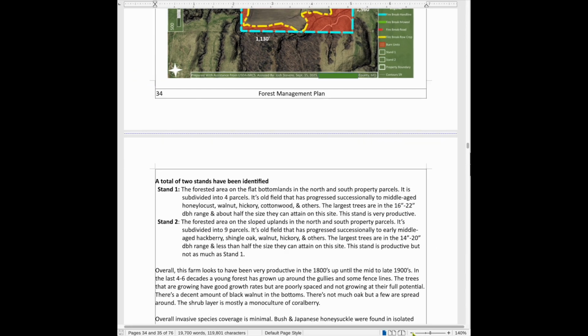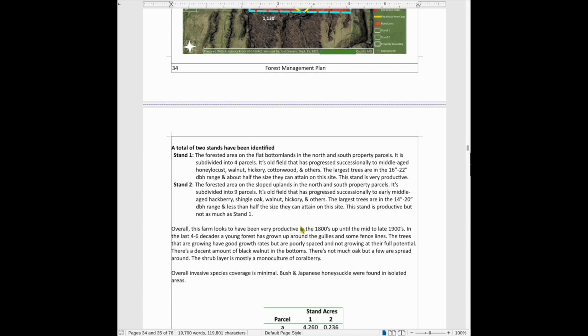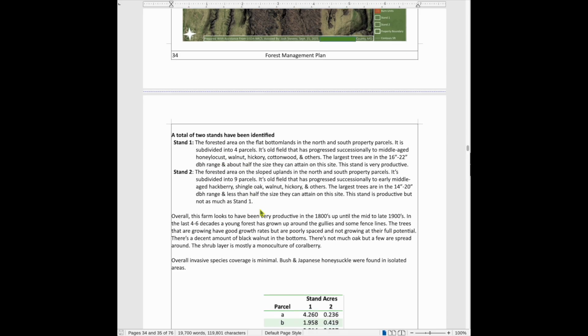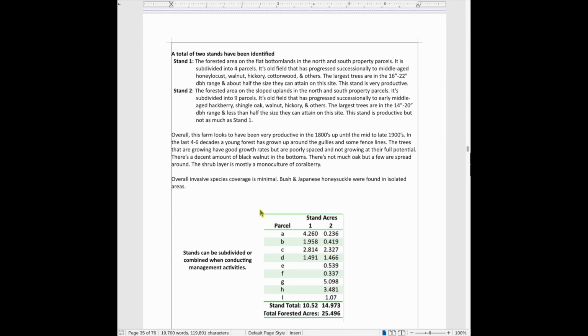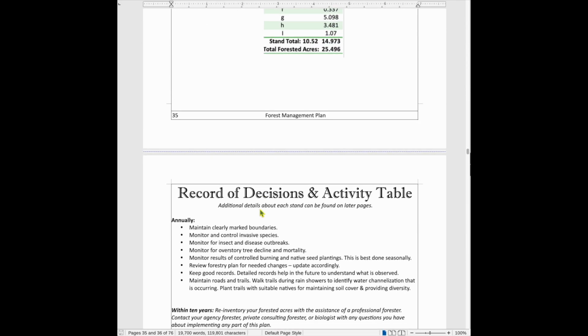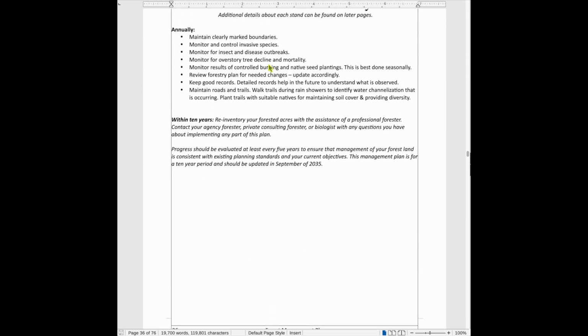Okay, and then here's just a short narrative of what the stands are, what makes them a stand, what makes them different. Here's a breakdown of the acres, and then here's some things that need to be getting done regularly. And then this plan is good for 10 years. So in 10 years, the trees are going to grow, they're going to change, some of them are going to die, some of them are going to get sick, all the ash trees are going to be gone. And so you're going to want to get a re-inventory.